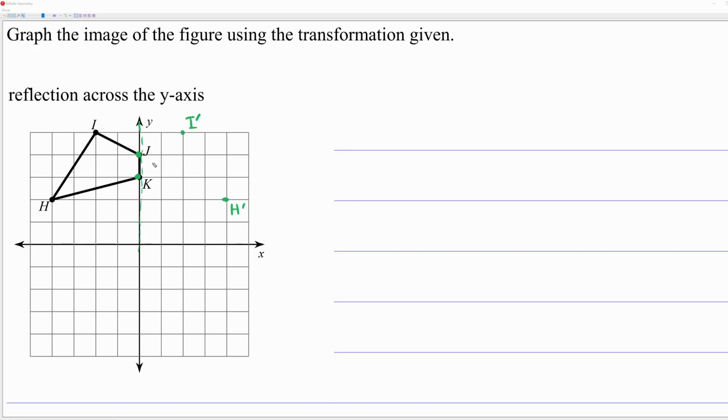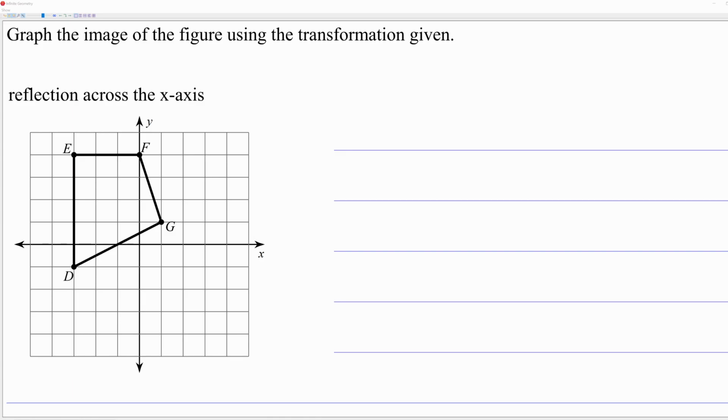So I have my 4 image points, and all I have to do is connect them. Now I can't draw very well, but like I said, I need to go fast. I'm not going to use my line drawing tool. So there we go. That's what the new shape looks like. And that's how you reflect across the y-axis. Now, let's do another example. Let's reflect across the x-axis.